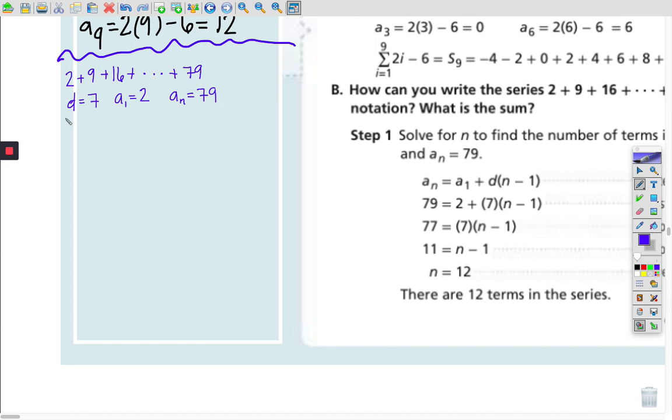So this goes back to that formula, so I'm going to rewrite it, which was a sub n is equal to a sub 1 plus d times n minus 1. And this is where we are going to have to solve for n, because we don't know how many terms we have. That wasn't given to us. So we're going to plug the information that was given to us in. So I've got 79 is equal to 2 plus 7 times n minus 1.